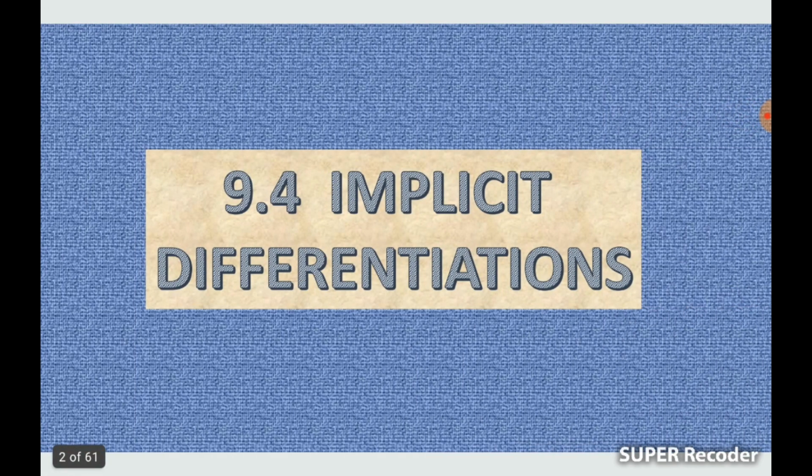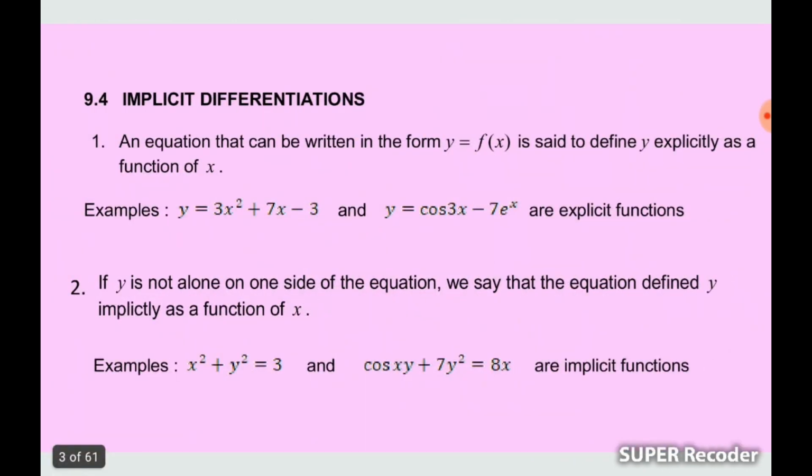9.4, implicit differentiation. At the end of the lesson, students should be able to find the first derivative implicitly. An equation that can be written in the form of y equals f(x) is said to define y explicitly as a function of x. Examples are y equals 3x squared plus 7x minus 3, and y equals cos 3x minus 7x. These are explicit functions.